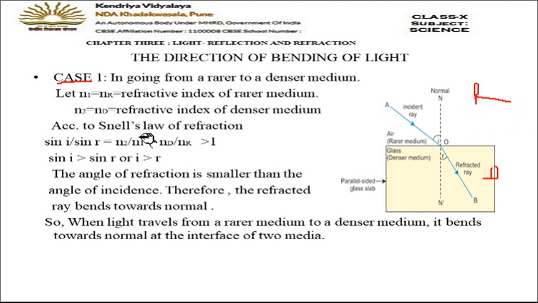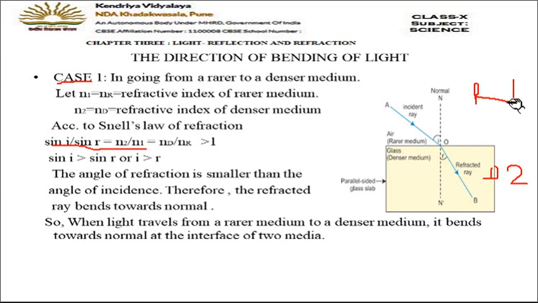This can be found only by Snell's law. Now what is Snell's law? Sin i upon sin r is equal to n2 by n1. Now what is n2? Which is medium 2? Medium 2 is this one. This is medium 1. This is medium 2. Now our medium 2 is the denser medium. So in place of n2 we can write nd, meaning refractive index of the denser one.